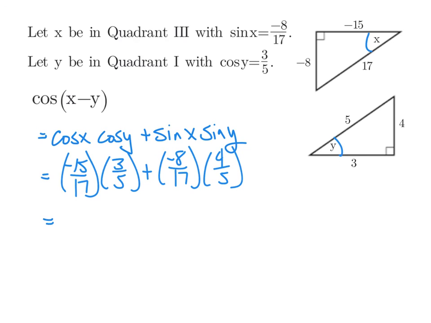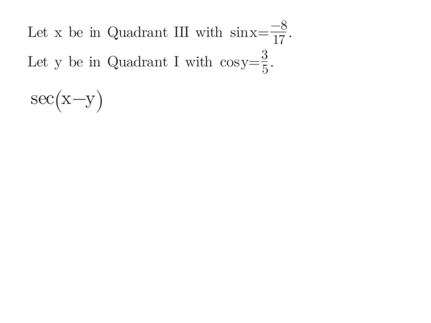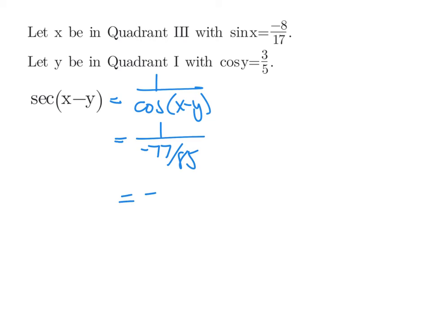Now when we simplify this, we'll end up with negative 45 minus 32 all over the 85, which is negative 77 over 85. And if we want to find secant of x minus y, we recognize that secant is the reciprocal of cosine. Cosine was negative 77 over 85, so secant is going to be negative 85 over 77.